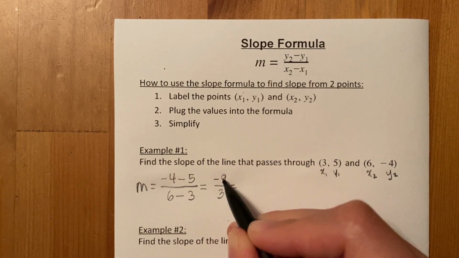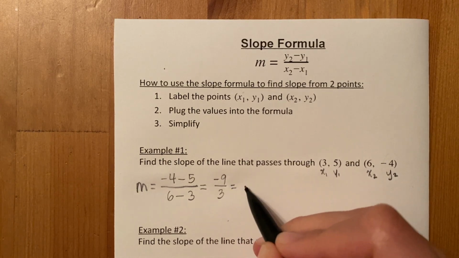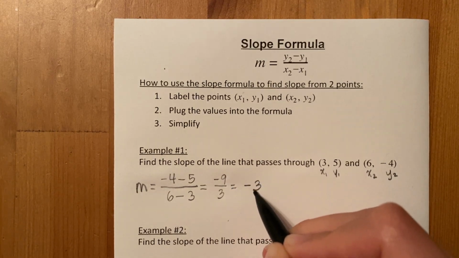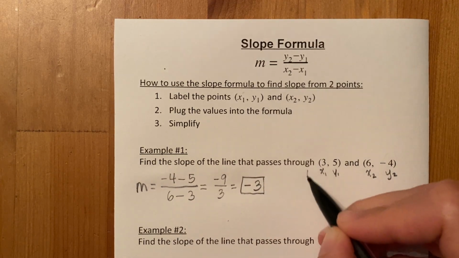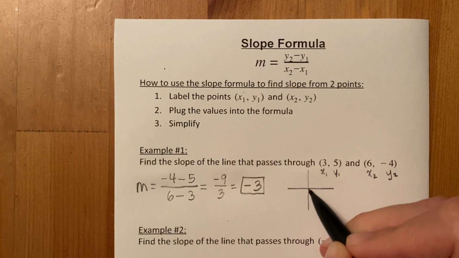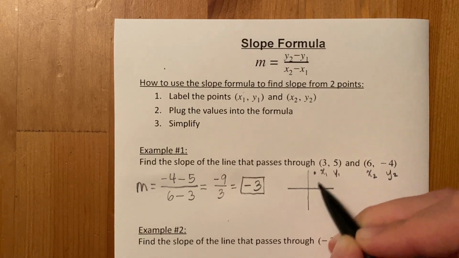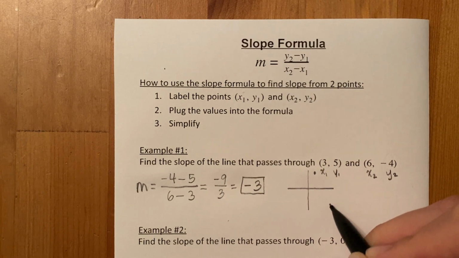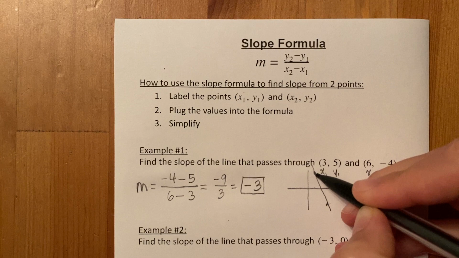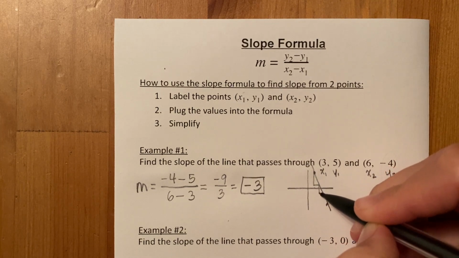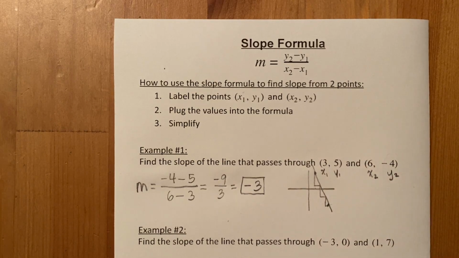I'm going to keep simplifying because I can keep going here. This is -9 divided by 3. Negative divided by positive is negative, and 9 divided by 3 is 3. So here my slope is -3. Let me sketch this for you really quick. If I had a graph, with 3, 5 and 6, -4, something like this, this slope, I would be going down 3 over 1, down 3 over 1, down 3 over 1. That would be the slope of my line.